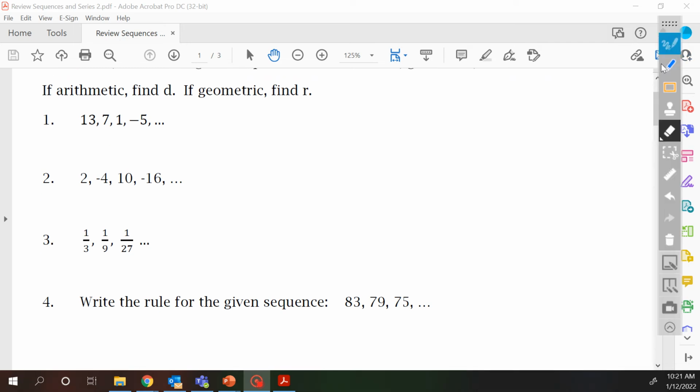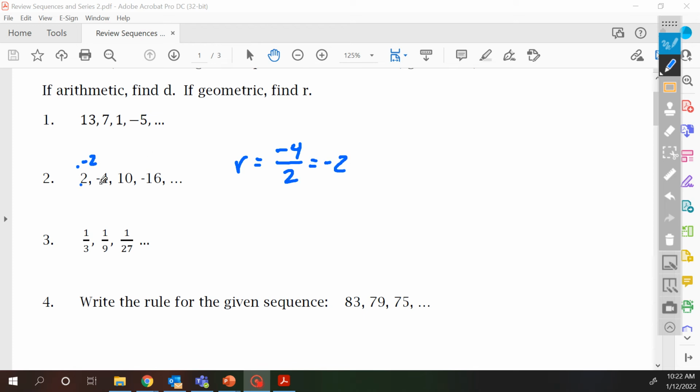2, negative 4, positive 10, negative 16. Well, at first instinct, I don't think this is arithmetic because it's switching from negative to positive. It's going positive, negative, positive, negative. So maybe it's multiplying by a negative number. Maybe that's what's happening here. So maybe it's geometric. So let's take the second term, divide by the first term. So I know that it's being multiplied by negative 2.